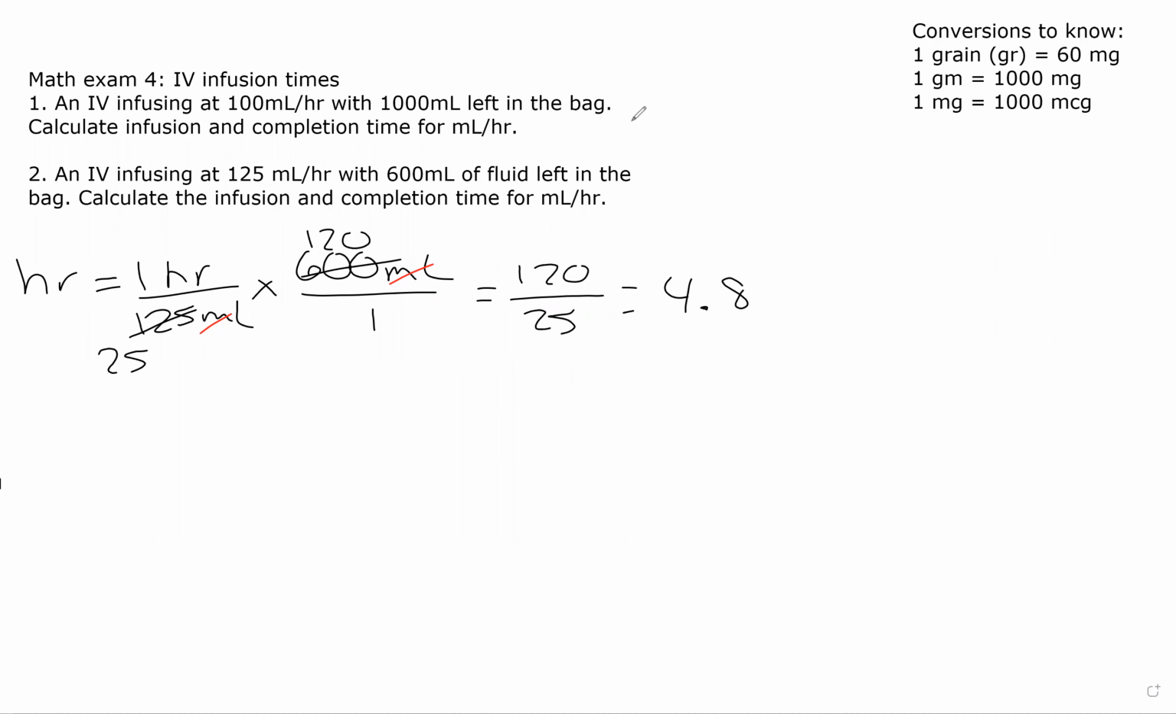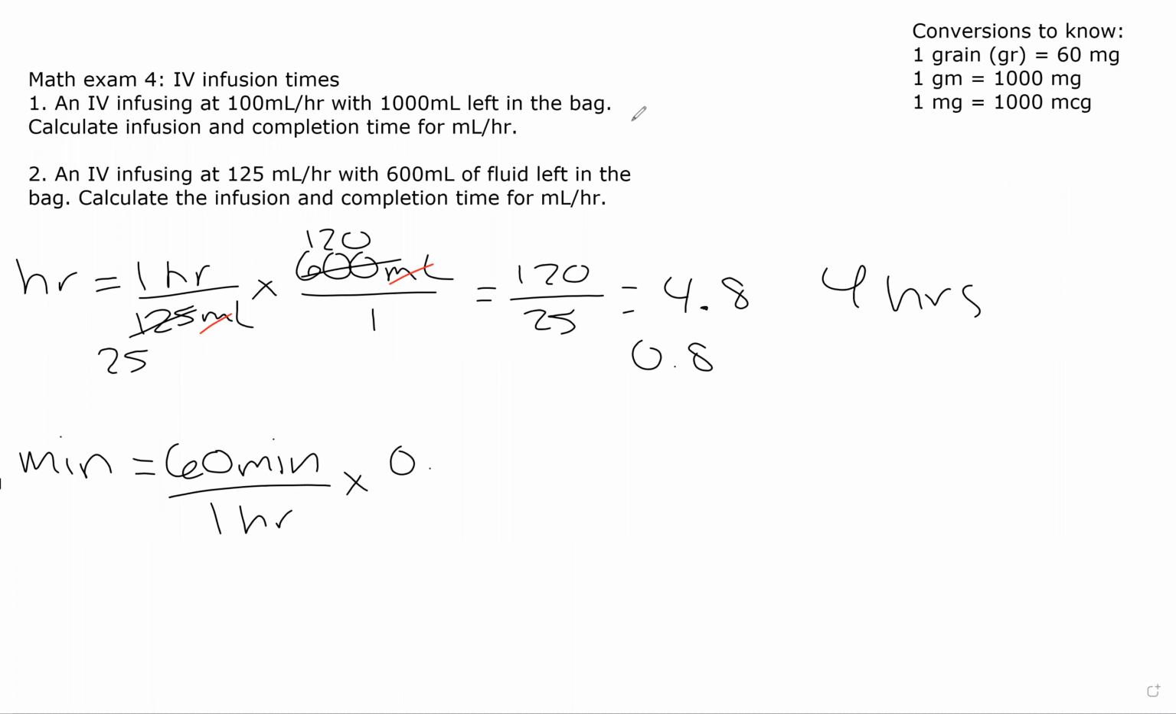So we need to convert the 0.8 from hours into minutes. So we'll do a second conversion where we're solving for minutes. And we only need the 0.8 because the 4 is already in full hours, right? So 60 minutes is 1 hour, times 0.8 of an hour over 1. Cross cancel, we have minutes left like we need.